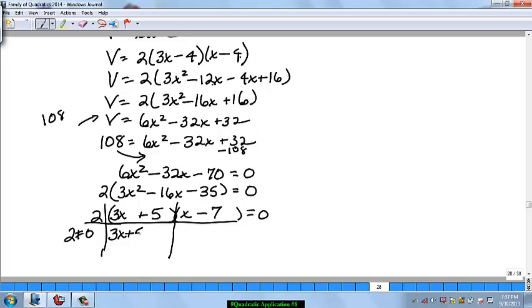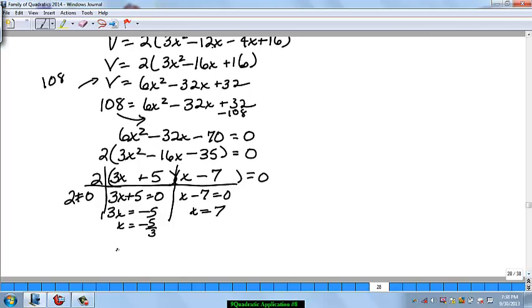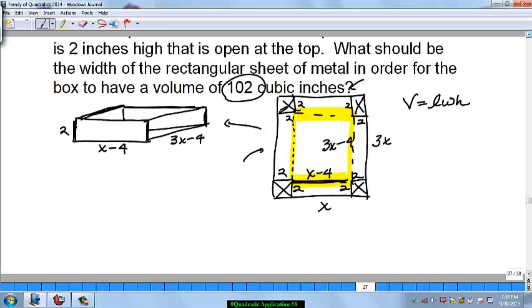3x plus 5 equals 0, and x minus 7 equals 0, so x will equal 7. This one is 3x equals negative 5, so x equals negative 5/3. Because we're talking about a box, this we reject because you can't use a negative for a box. So basically we're saying x is 7. Well, in our picture, where is x 7? Right here, this is 7, and I know this is 21.